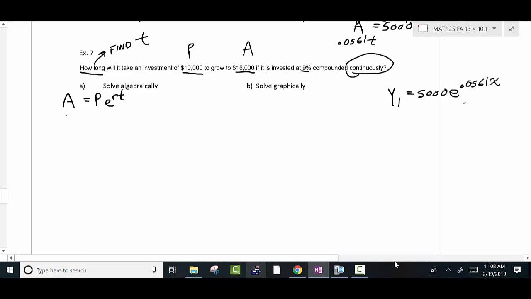So what we're going to do is plug in here. The 15,000 will go in there. The 10,000 will go there. And then the only other thing we know is we know the interest rate, which is 9%. T is going to be the variable. So when you set this up, you would have 15,000 is equal to 10,000 times e to the 0.09 times t.